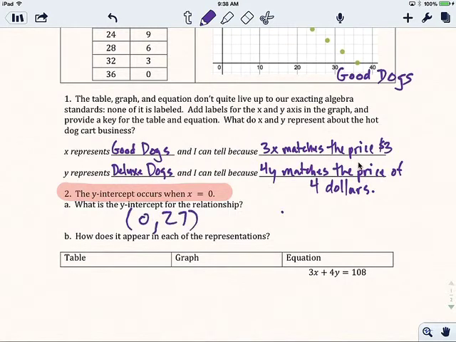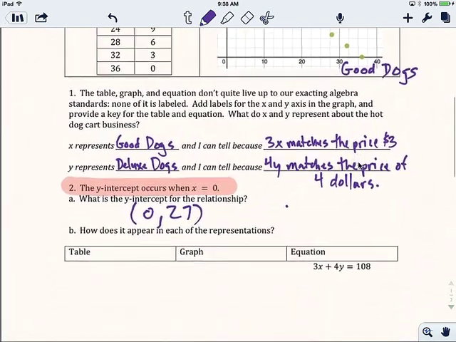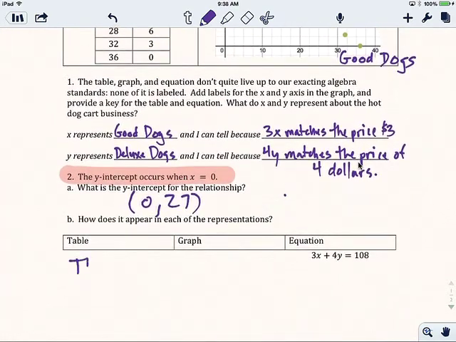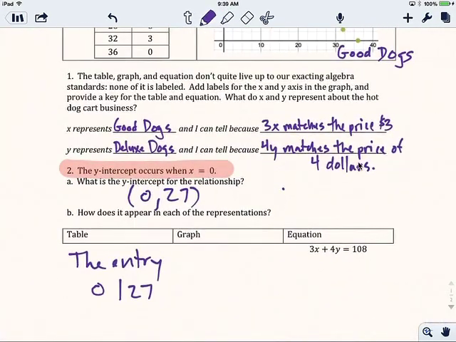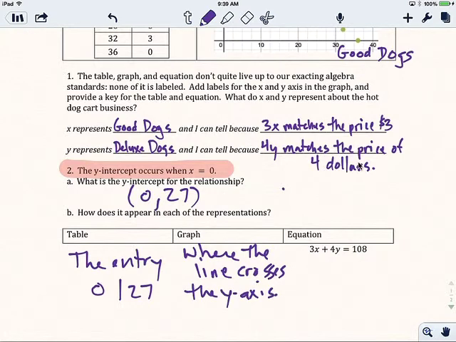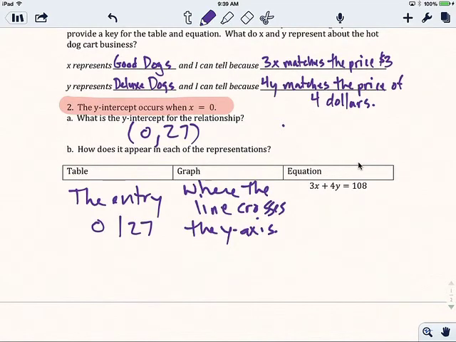So the table has it as the entry 0, 27. In the graph, we've talked a lot about this. The y-intercept happens right there where the line crosses the y-axis. And in the equation, it's a lot less obvious.